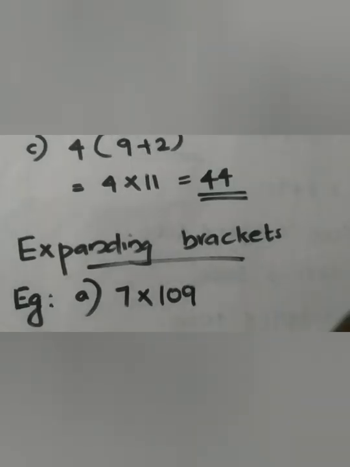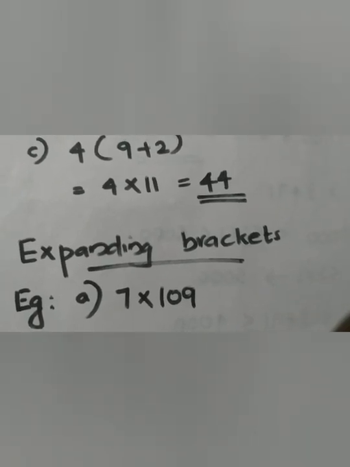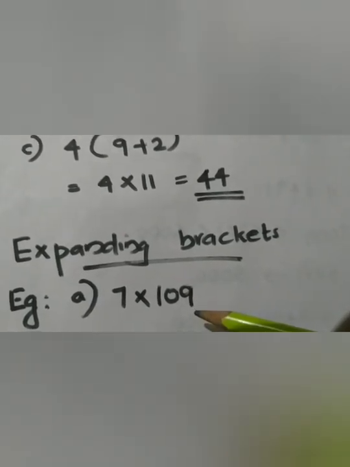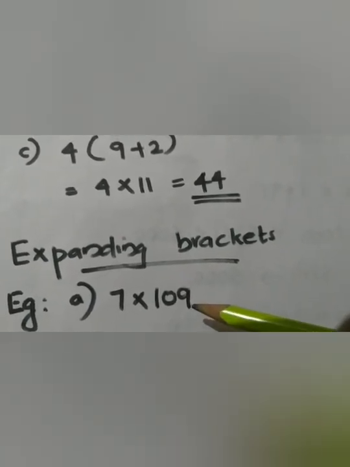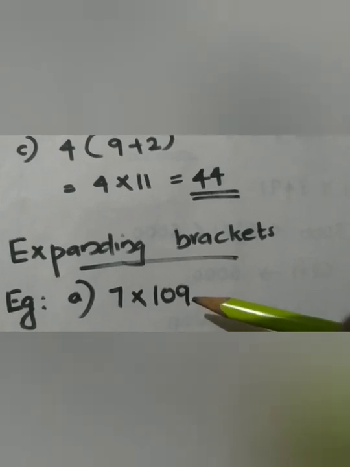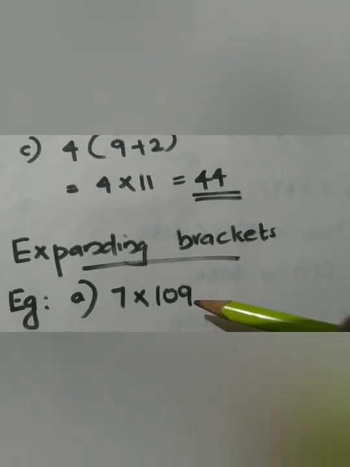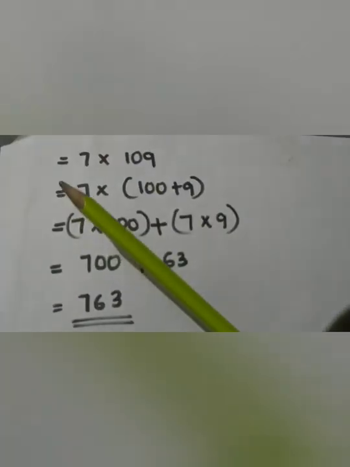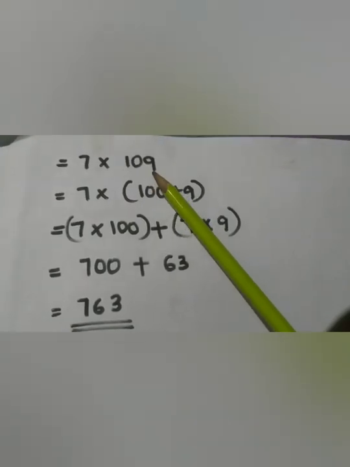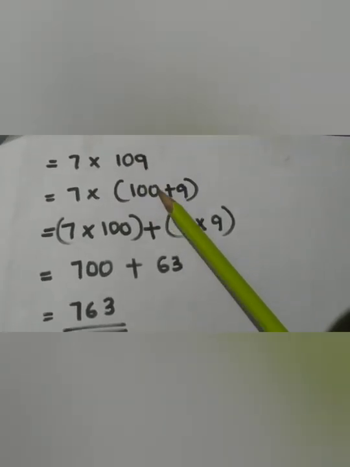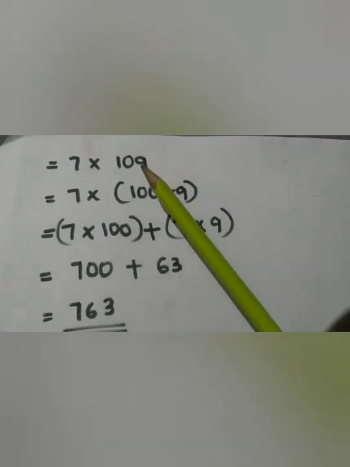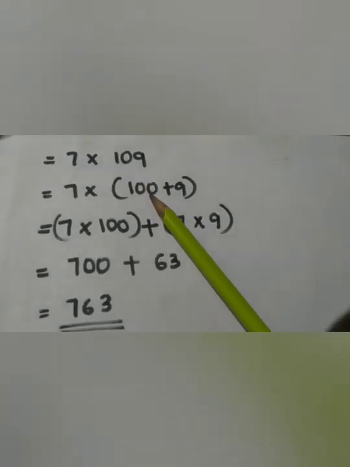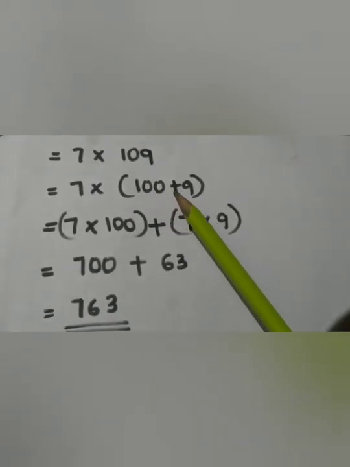Next, expanding the bracket. Expanding the bracket means the question has no bracket. The question is 7 into 109. You can multiply this by normal multiplication. Otherwise, by using the bracket, we can simplify this much more easily. How is that? For that, I am splitting this 109 into 100 plus 9. What did I do here? I wrote this 109 in the expanded form. What is it? 100 plus 9.